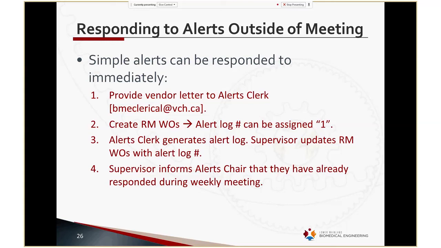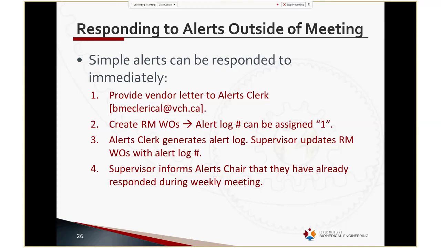Within risk management work orders, there's a field for the alert log number, and that field is what attaches that risk management work order to the master alert log. Because the alert log hasn't already been created by Cheryl, so you've only just sent her that vendor or manufacturer letter, you can just put a 1 in as a placeholder into that field. In the background, once Cheryl receives that letter, she will generate the alert log, which will have that alert log number, which she will then follow up with you.